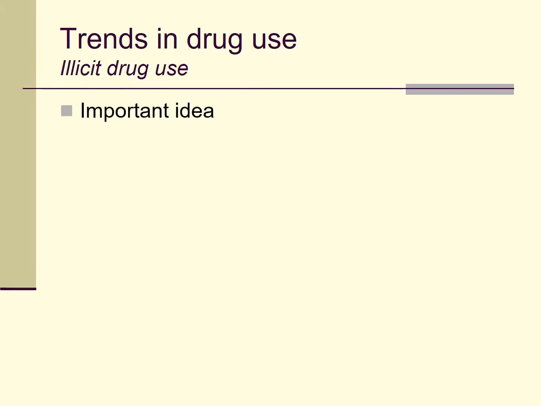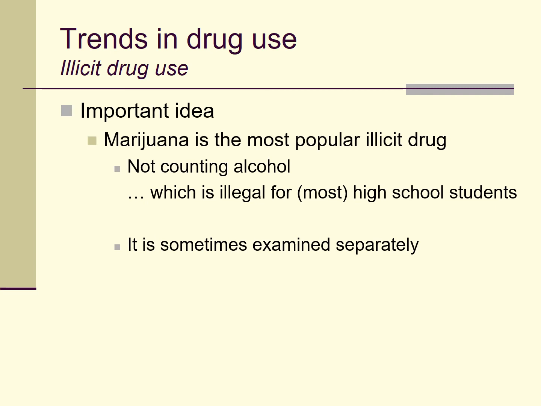So the important idea here is that marijuana is the most popular illicit drug, not counting alcohol, which of course is illegal for most high school students, at least most people who aren't seniors. And you probably don't need me telling you this, nor do you probably need Monitoring the Future to tell you this, that marijuana is the most popular illicit drug. But it is worth knowing that, or reminding yourself of that, because in Monitoring the Future and in a lot of survey research on rates of drug use, we sometimes consider marijuana separate from other illegal drugs because it is so different. It is so much more frequently used, and the rates of use have changed over time more dramatically for marijuana than they have for other drugs.